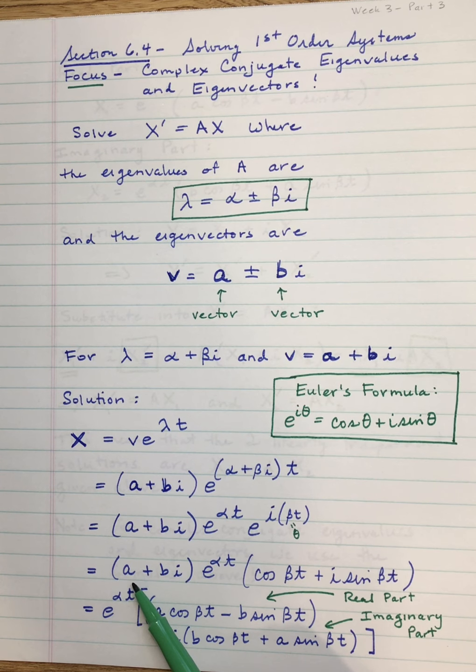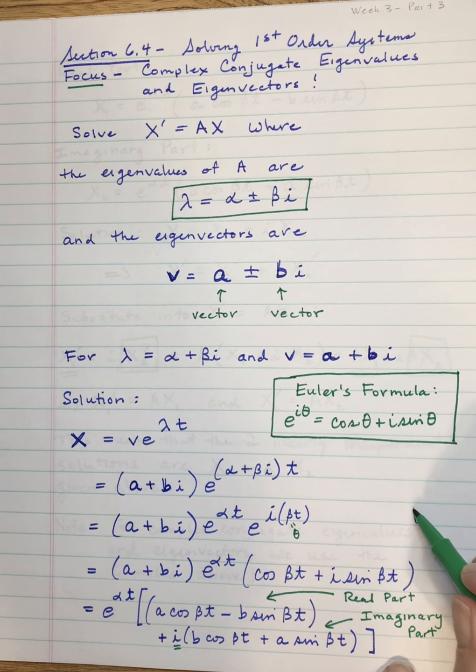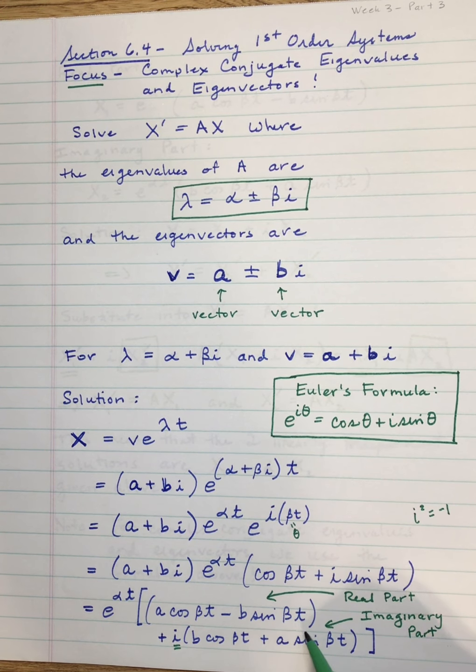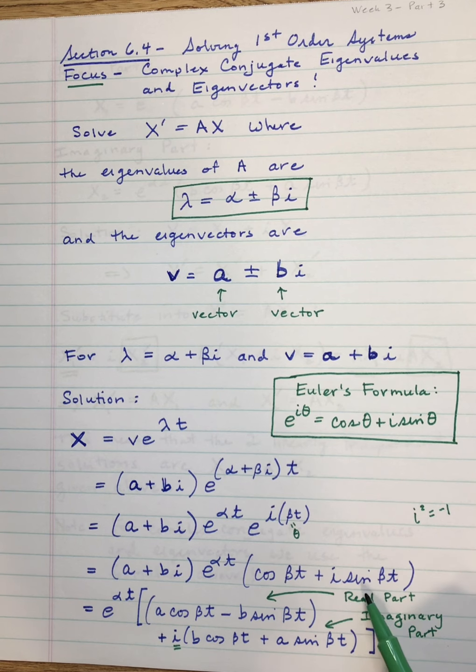We take the vector a and multiply by cosine beta t. The other real part we'll get when we multiply bi times sine beta t. i times i is i squared, and we know that i squared is -1. So we get a minus b sine beta t from this product. And then for the imaginary parts, we get b times cosine, and we get a times sine. And so then we get this expression.